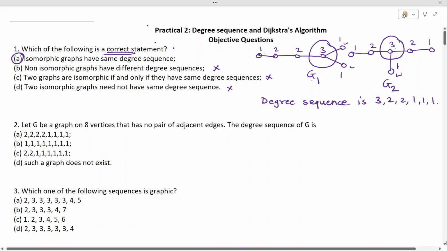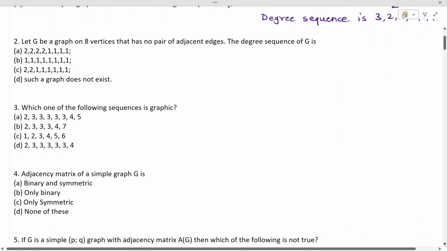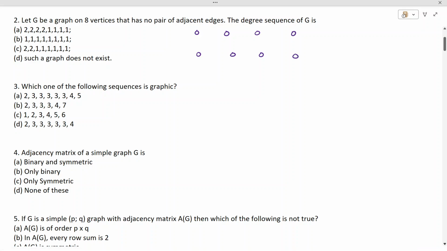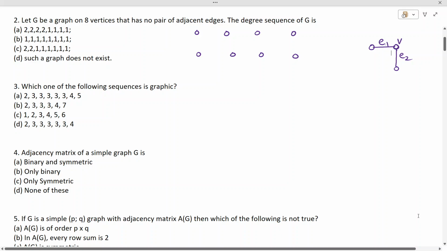The second MCQ is: let G be a graph on 8 vertices that has no pair of adjacent edges. Then the degree sequence of G is. So let us draw a graph on 8 vertices that has no pair of adjacent edges. By the definition of adjacent edges, two edges are adjacent if there is a common vertex between them. So here E1 and E2 are adjacent edges because they have a common vertex V.